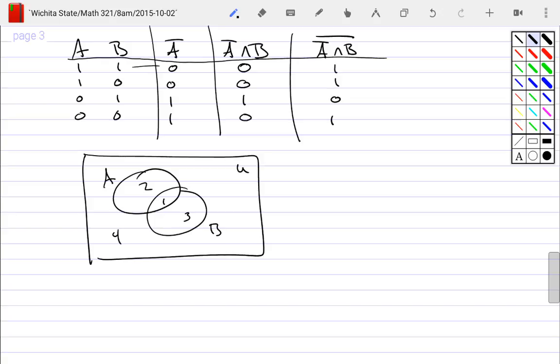Those numbers have meanings. So we have to know how they go. We label it appropriately. Now, what does the membership table tell me to do? Shade what? What am I in? 1, 2, and 4. So I'm here, here, and everything on the outside.